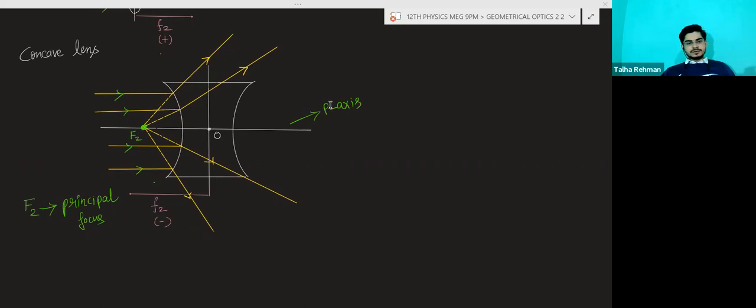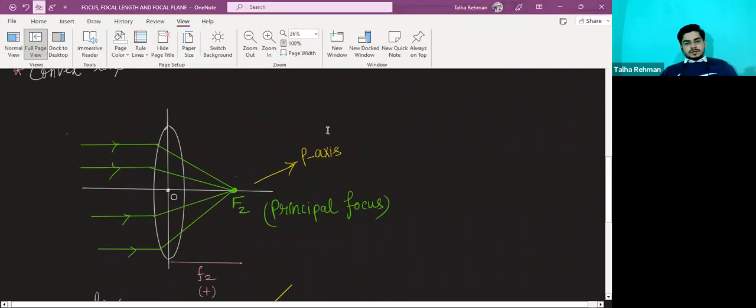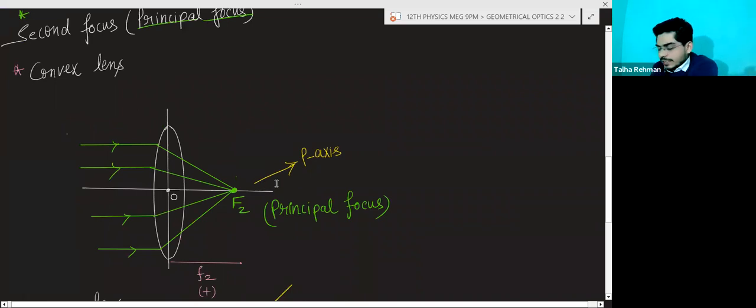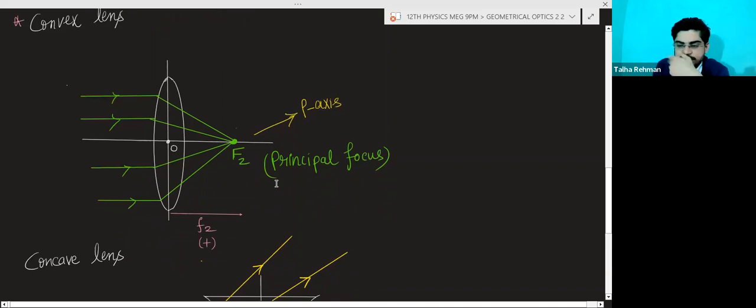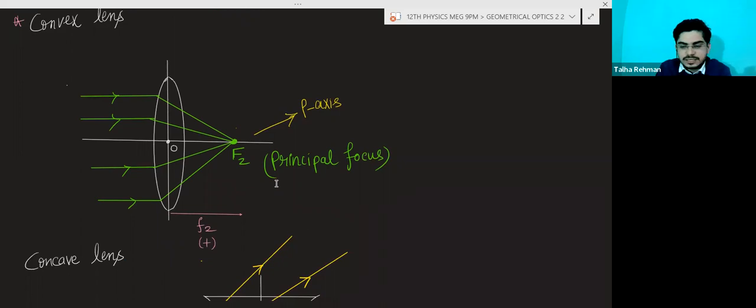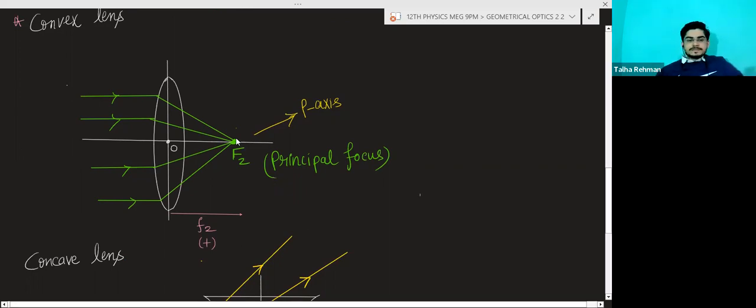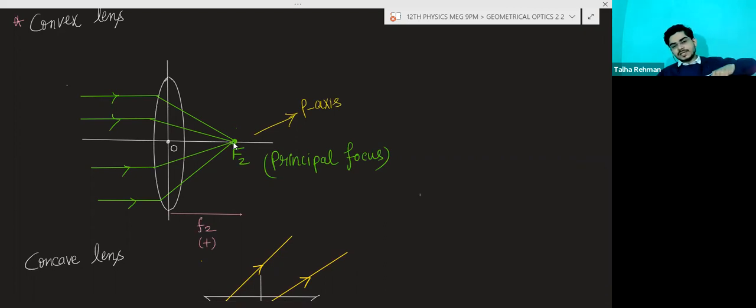Now see all of you, again I am telling. If someone is asking, what is the principal focus in case of the convex lens? Not someone, if the examiner is asking in the exam, then what will you say? Light rays parallel to the principal axis, after refraction from the convex lens, meet at a common point on the principal axis, and that common point is known as the focus.